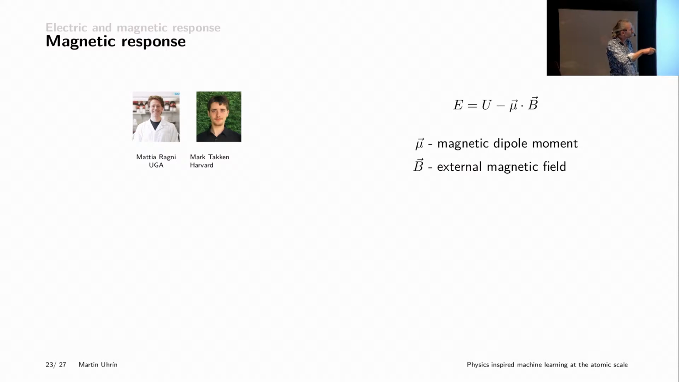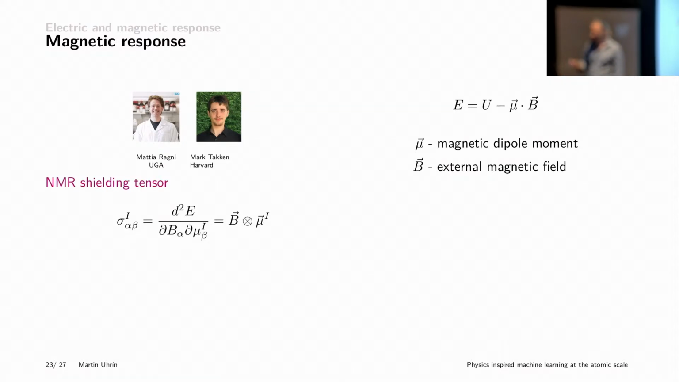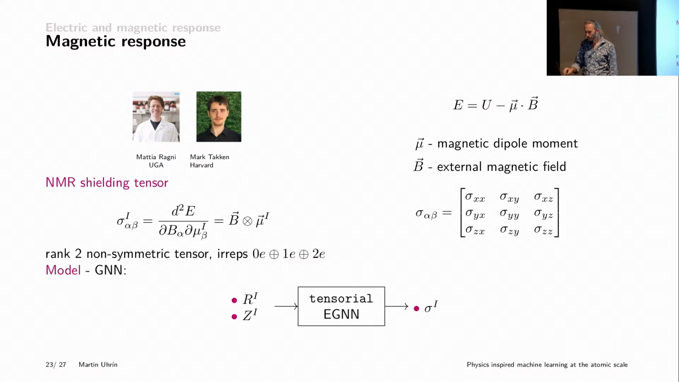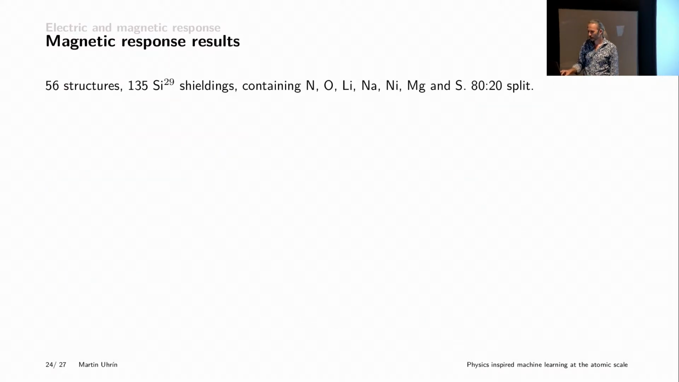That was electric response. We can also look at magnetic. So if we apply a magnetic field, we'll also see a response as we would in, say, an NMR experiment. NMR shielding, a shielding tensor, is just going to look like this: the derivative of the enthalpy with the magnetic field this time, and the positions of the atoms. And this is again a rank 2 tensor, so I can play the same game I did before, and put in my atoms and positions and spit out the shielding tensors.